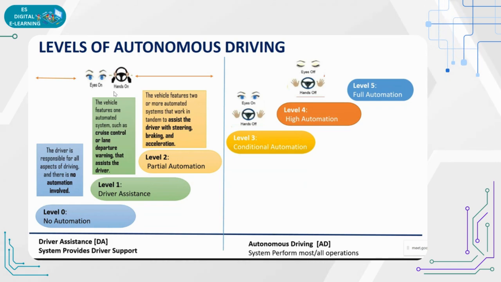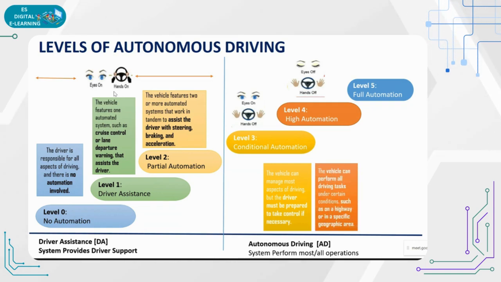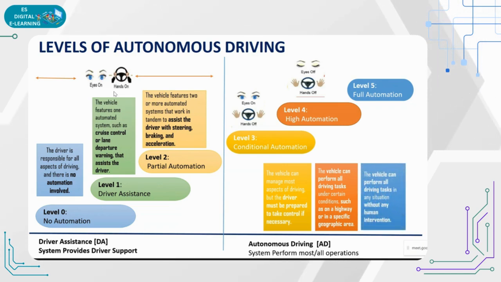Level 3 is conditional automation. Steering and braking, everything will be managed by the car. Level 4 is where all the driver activities are taken over by the vehicle system. It will read all the information and control automatically. Level 5 means completely established, with no human presence required. At L4, at least the person is required to monitor whether the car is going in the right direction or not.